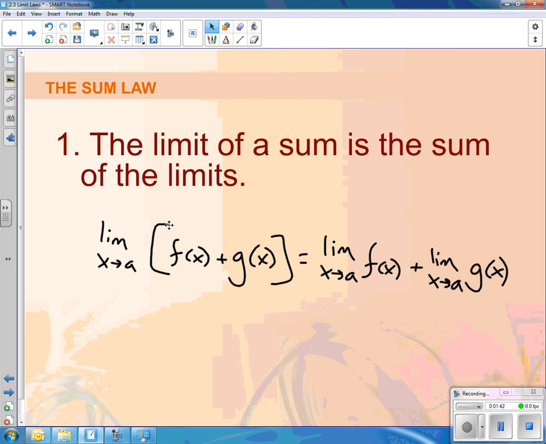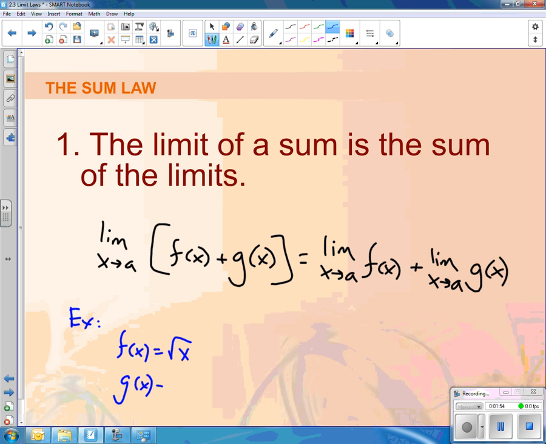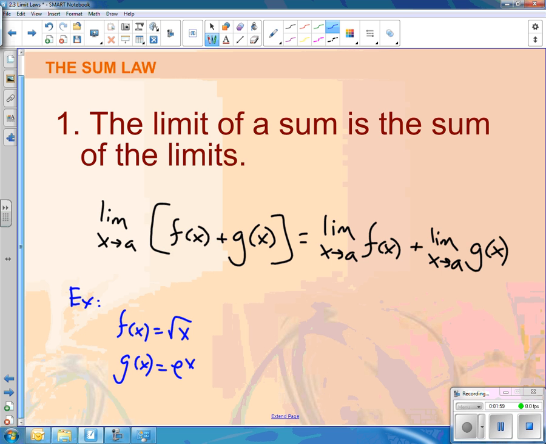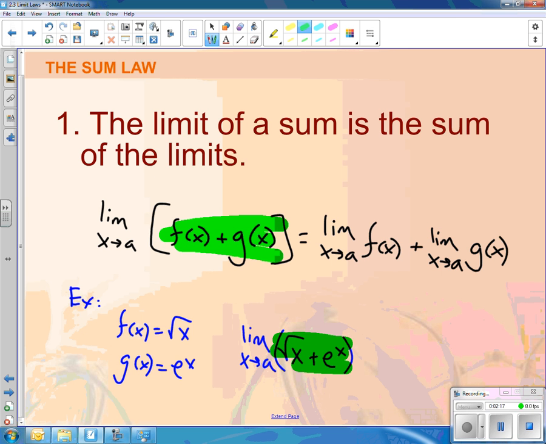So to give a quick example of this, I'm going to choose two functions and just show you what this might look like. If we have f of x equals the square root of x, and g of x equals e to the x, initially what the problem may appear as is the limit as x approaches a of the square root of x plus e to the x. So just to go back and highlight this, what we're seeing here is what we saw on the left side of the law.